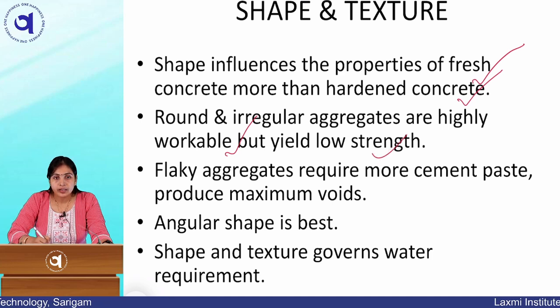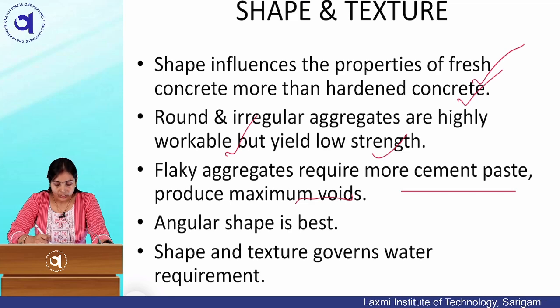Flaky aggregate, as you have seen, has a width less than 0.6 times its mean dimension. It requires more cement paste and produces maximum voids, so it is not economical and we should avoid this. Angular shape is the best one, and shape and texture also govern the requirement of water.